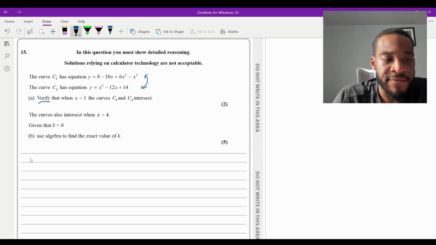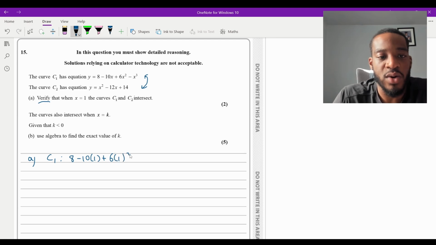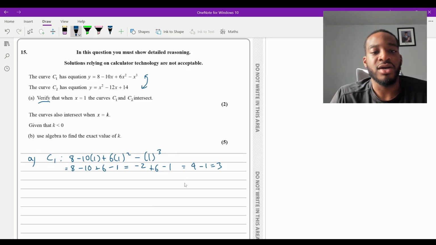So I'm just going to do part A here. For C1, I'm going to plug in x equals 1. So I'm going to do 8 minus 10 lots of 1 plus 6 lots of 1 squared minus 1 cubed. This is equal to 8 take away 10 plus 6 minus 1. 8 take away 10 is minus 2, plus 6 minus 1, this is going to be 4 minus 1, which is 3. Let me just double check. Yeah, that's fine. That's equal to 3.